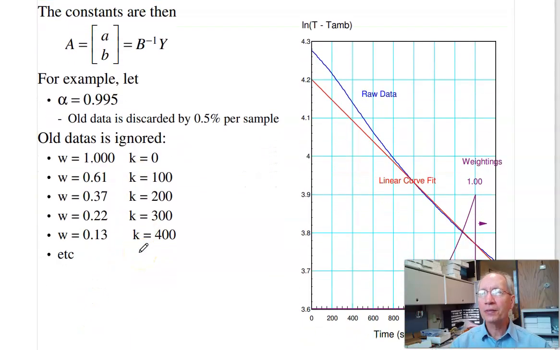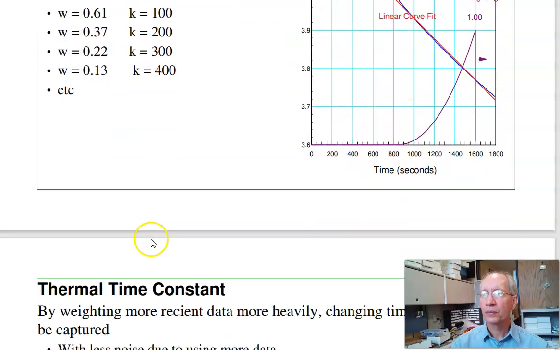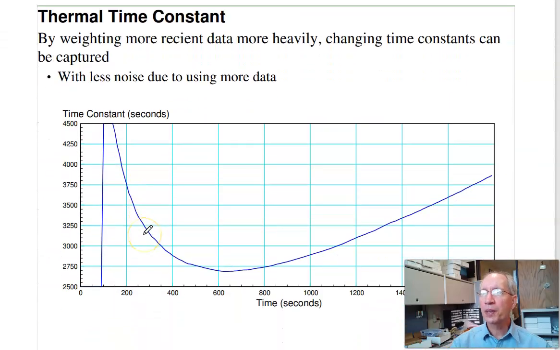If I then try that, like with a weighting of 0.995, every sample, I discard the data by 0.5%. So when the data is current, I'm using the data with a weighting of 1. 100 samples ago, the weighting is 0.61, 0.995 to the 100th. 200 samples ago, 0.37. The weighting goes to 0 as the data gets older. In terms of my thermal time constant that I'm estimating, it's a lot smoother than before because I'm using more data. And it is able to follow the changing dynamics.